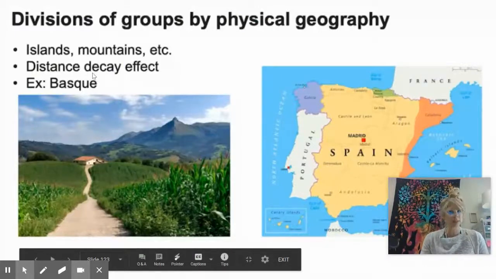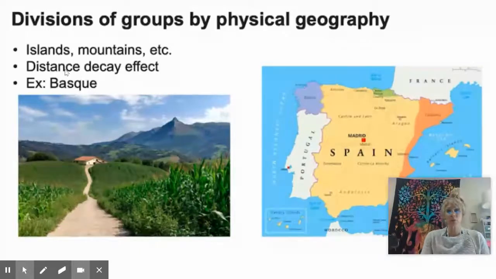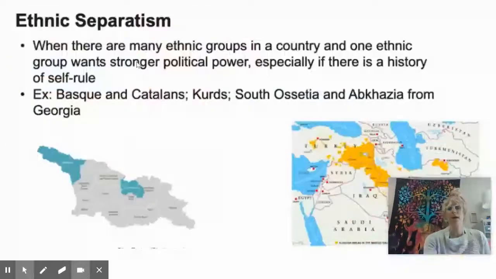You can even put distance decay, right? If there's a lot of mileage in between two separate cultures, that could be another division. Okay, all right. So now we're going to move into ethnic separatism. This is where you have many ethnic groups that are living in a country together, and one ethnic group wants total political power over the country, especially if there has been a long history of self rule in that country.